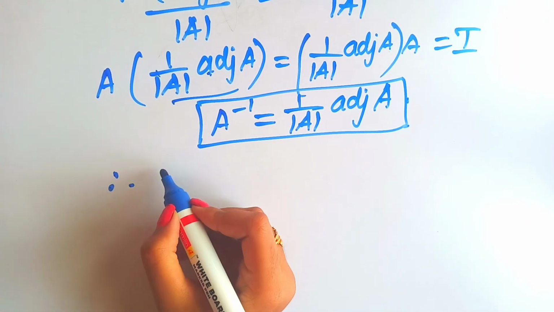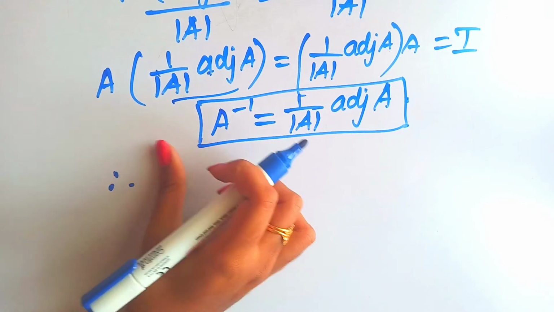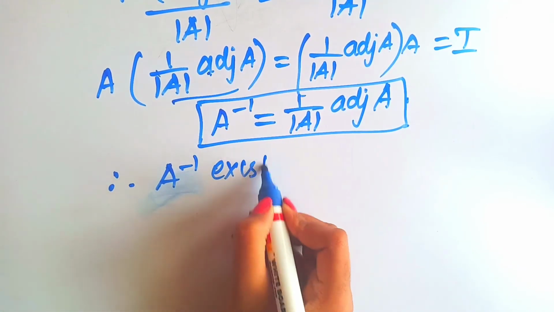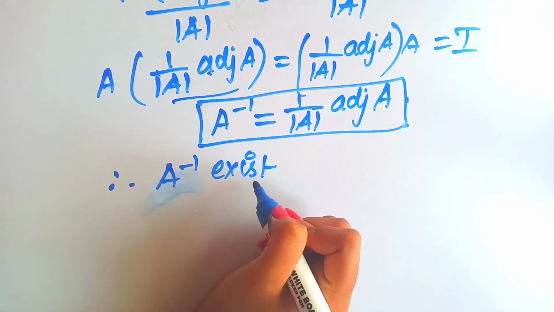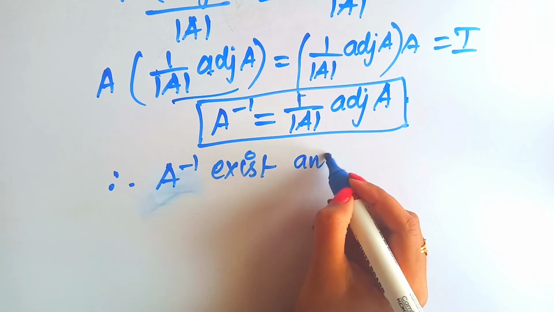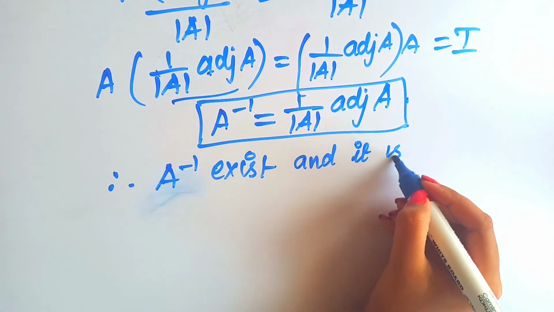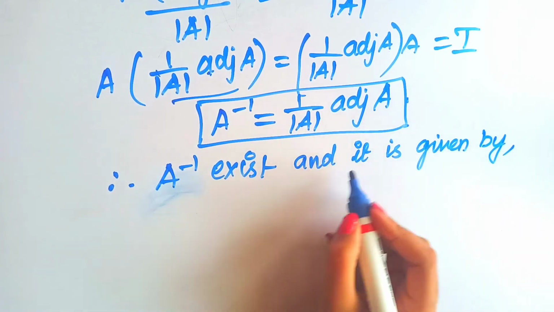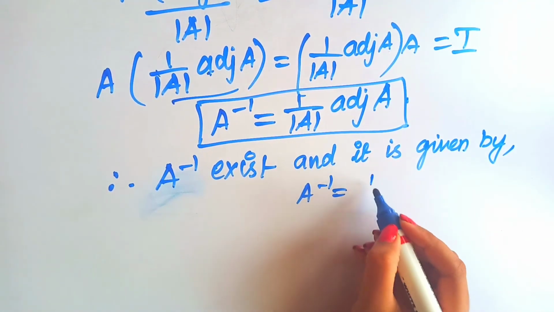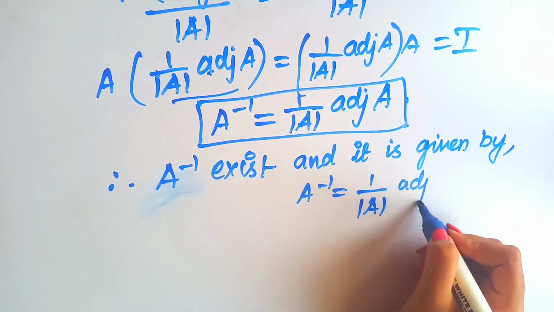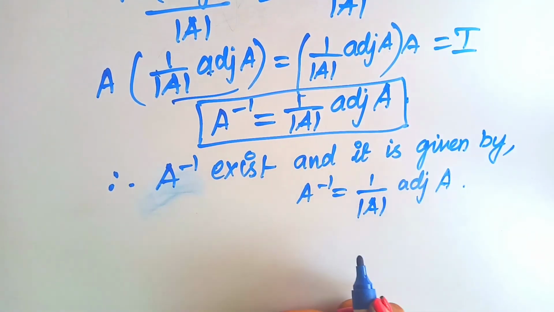Therefore you can write that A inverse exists. You can see here, right? So A inverse exists, and it is given by A inverse is equal to 1 divided by determinant of A into adjoint of A. So this is the formula for A inverse.